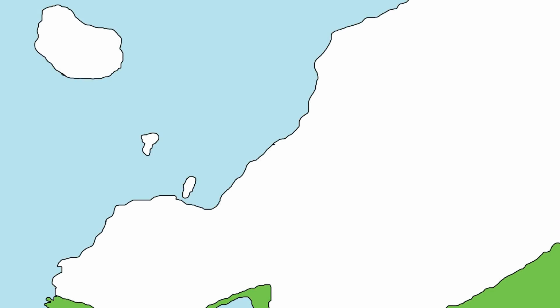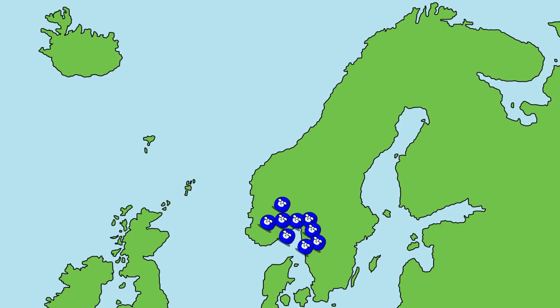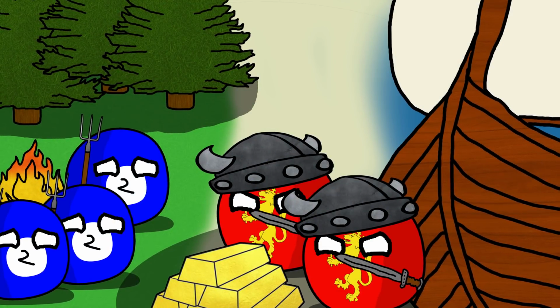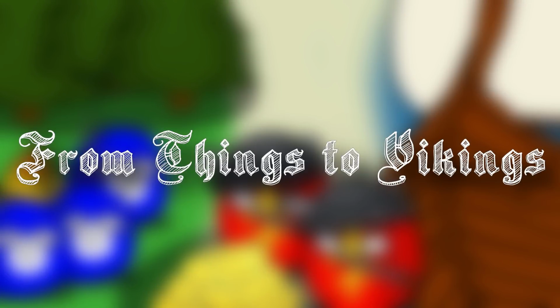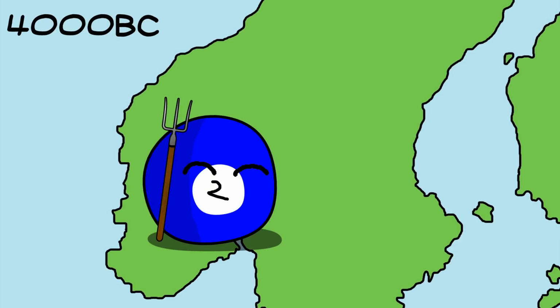The region we know today as Norway rose from glaciation around 12,000 BC, resulting in a huge land being available for humans to colonize, which they did. Around 4000 BC, farming was researched in the Norwegian tech tree.